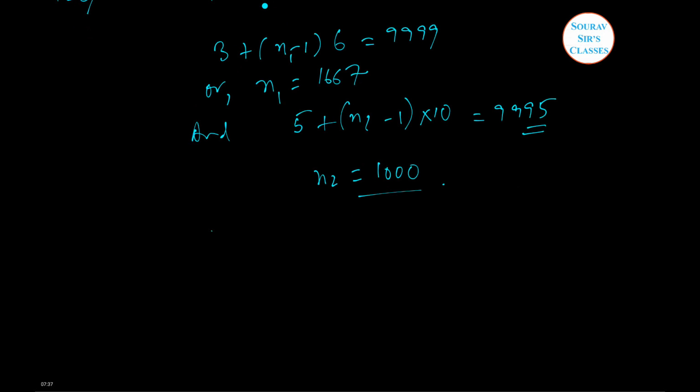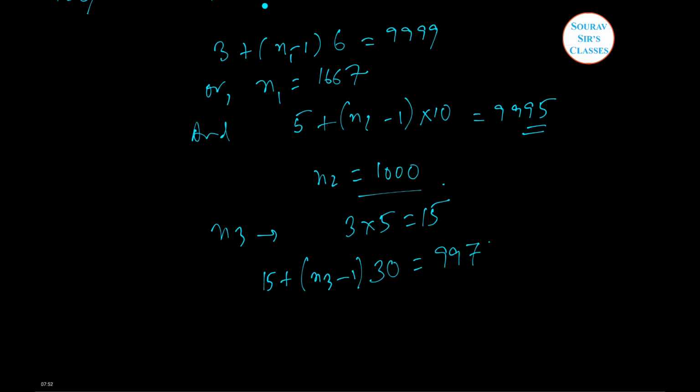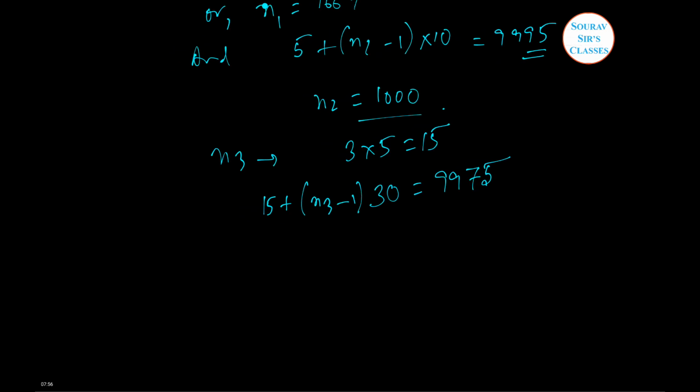And let n3 be the number of odd numbers divisible by the product of 3 and 5, that is 15. So in that case it is 15 plus (n3 minus 1) into 30, the double, equal to 9975. And here if we just divide, n3 will be 333. So we just solve this.